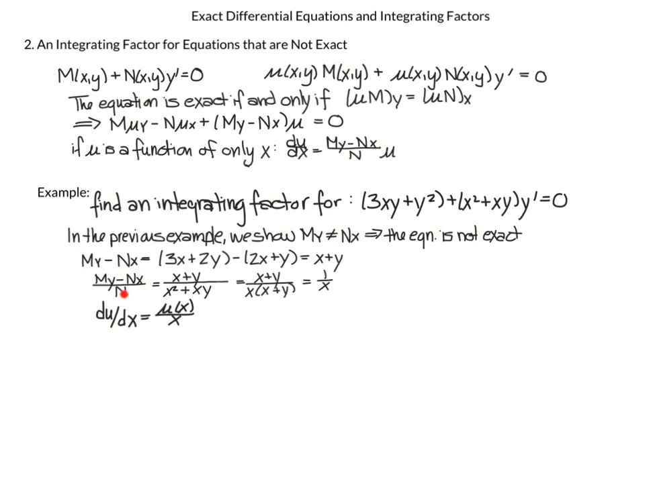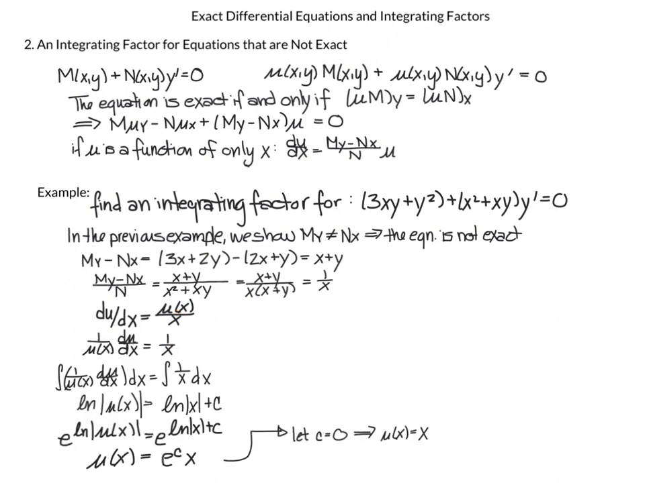Now I need to put this over N. So I'm going to put my x + y over N, which is x² + xy. Factoring this out, I'm left with 1 over x. So plugging into this formula, I have dμ/dx is equal to μ(x) times 1 over x.